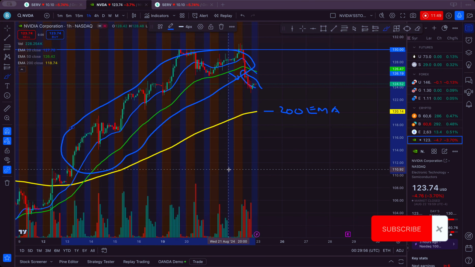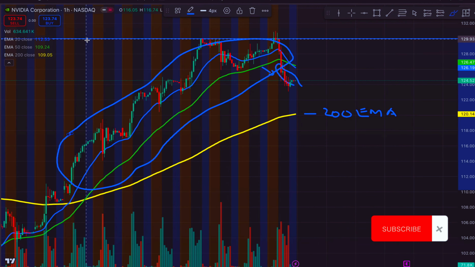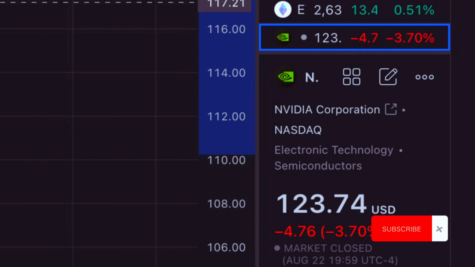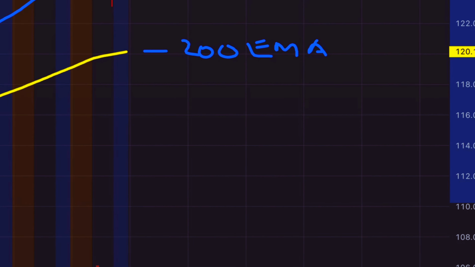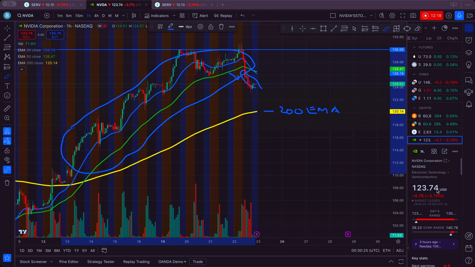As you can see, this chart here is the NVIDIA stock. The price closed at $123.74 on Thursday, 22nd, 2024. So we are still in an uptrend. As I said, when this happens, it suggests a long-term uptrend, indicating a bullish market. We are still in a bullish market.